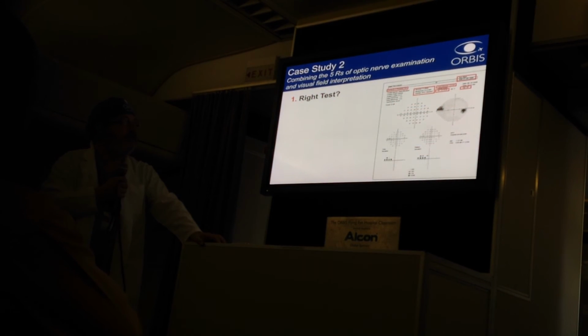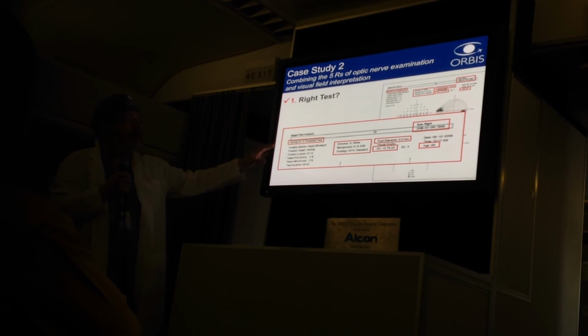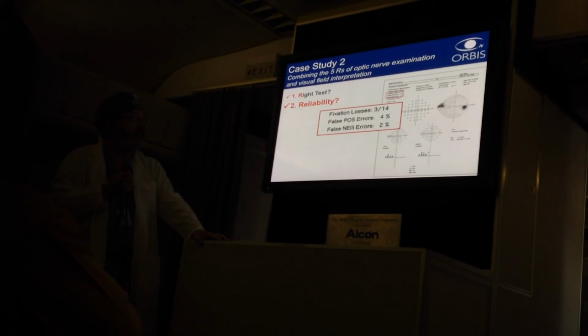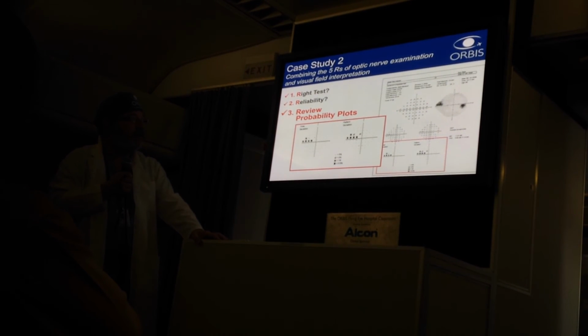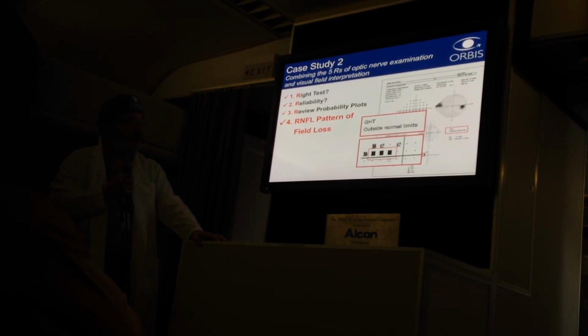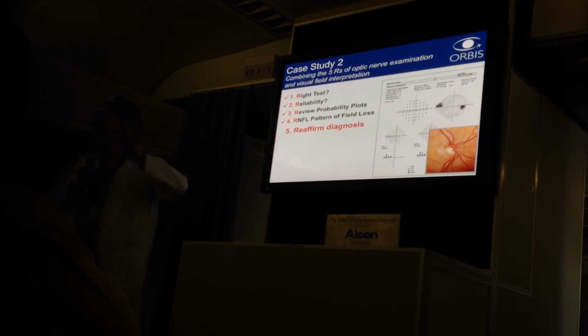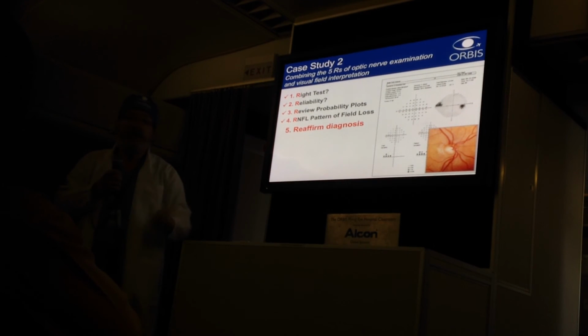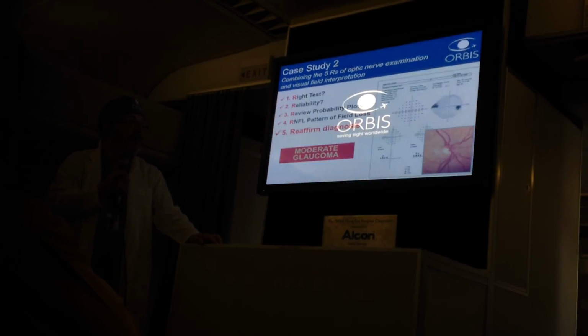Now let's look at his visual field. Remember he had inferior thinning of the nerve. The test is done correctly. It's a reliable test. His probability plots show significant loss nasally, and this is consistent with a nasal step. The glaucoma hemifield test is calling it as being glaucoma. And we can reaffirm the diagnosis by correlating the optic nerve appearance to the visual field. And this again corresponds to glaucoma.